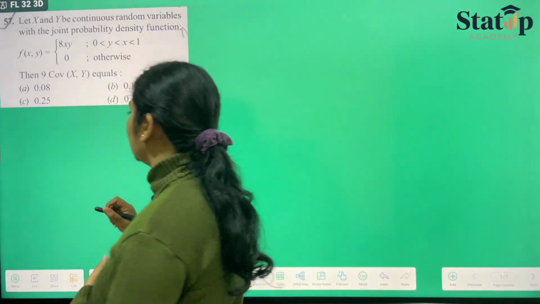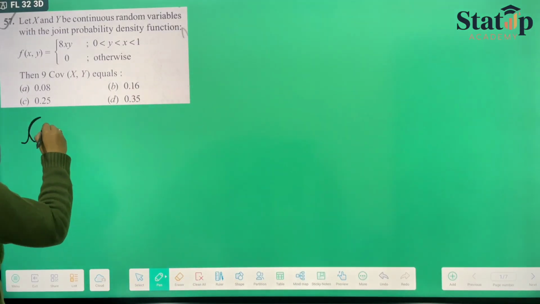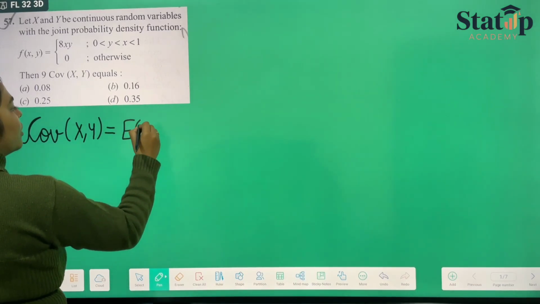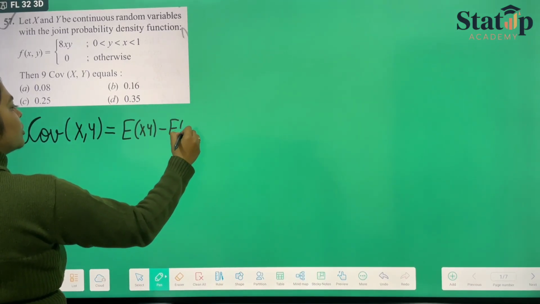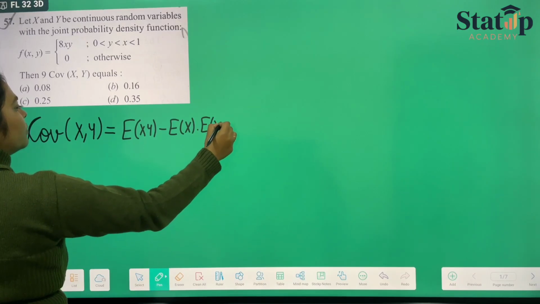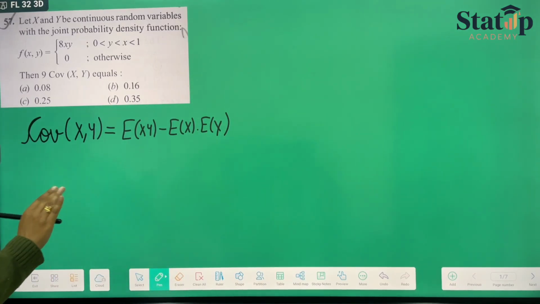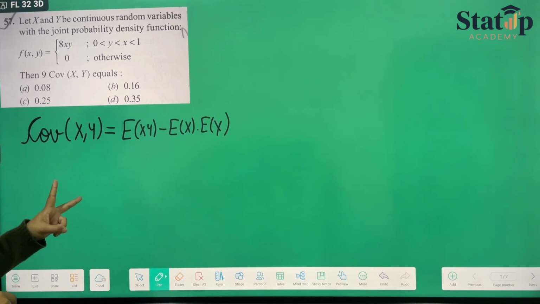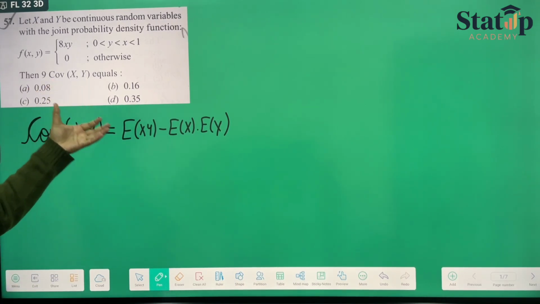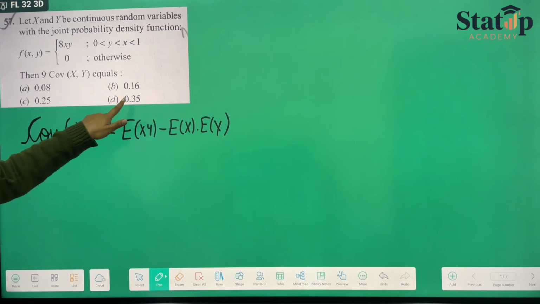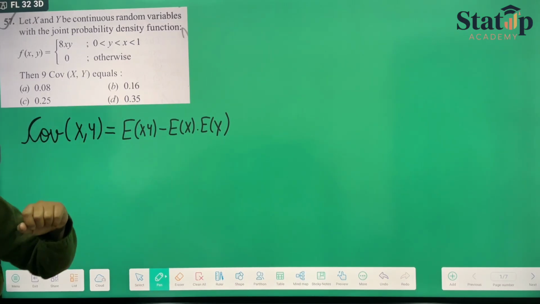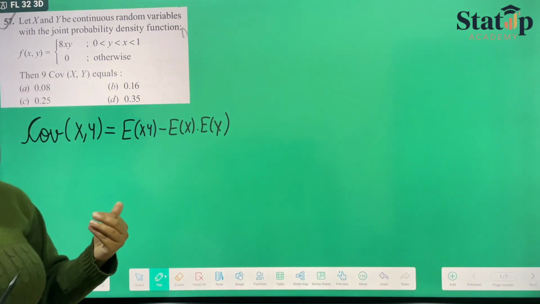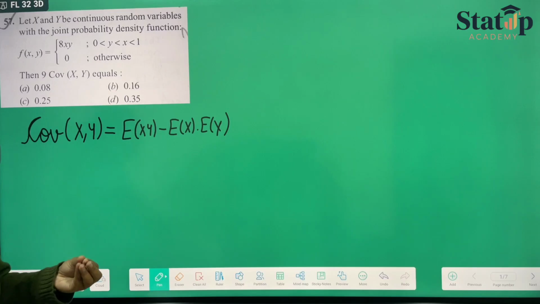Now for covariance, if we know the formula, covariance between x and y is nothing but expectation of xy minus expectation of x into expectation of y. So in this question, we have to calculate expectation of xy, expectation of x, expectation of y. And this will become a bit difficult because when we calculate it, we have to also convert it into decimal points, not even fractions. So I would suggest you in the examination, you can skip these kind of questions for doing it later, so that you will be saving time.